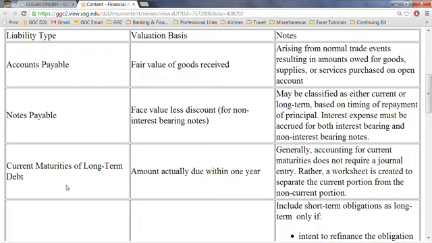In general, we probably don't have much in the way of journal entries to deal with respect to separating a lease obligation or a mortgage into current and long-term portions. That a lot of times is just handled in some sort of a spreadsheet analysis where we separate the current and long-term portions.